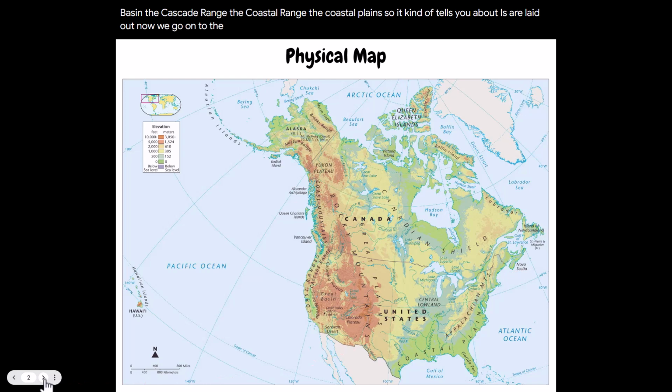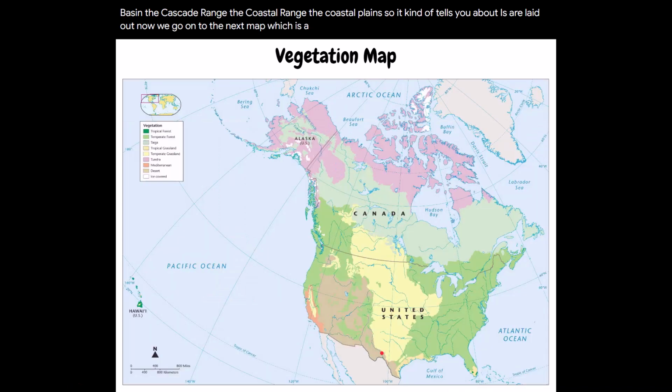Now we go on to the next map, which is a vegetation map. A vegetation map and the next map that comes after this go hand in hand. It kind of tells you what kind of plants you will find in these areas. If you look here, you'll see the vegetation roughly corresponds to the biomes that we looked at before when you did your vocabulary. You have tropical forest, temperate forest, taiga, tropical grassland, temperate grassland, tundra, Mediterranean, desert, and ice-covered.